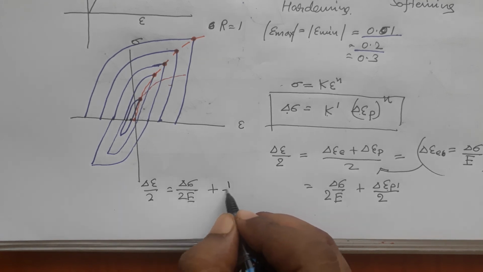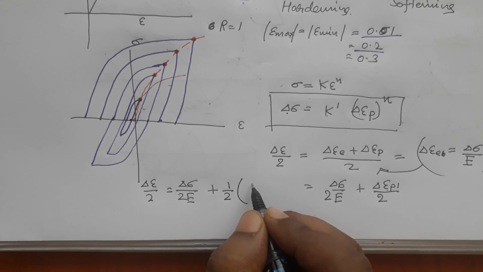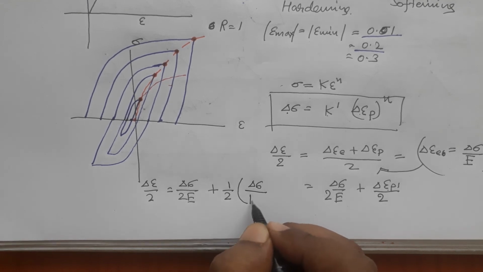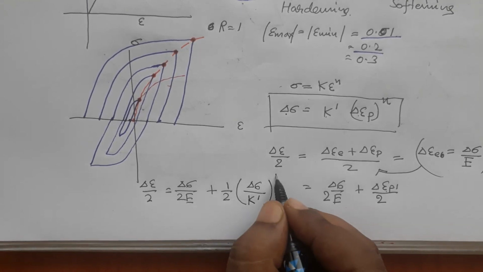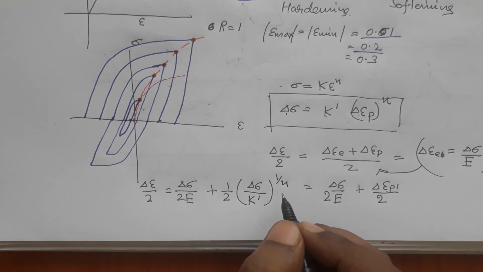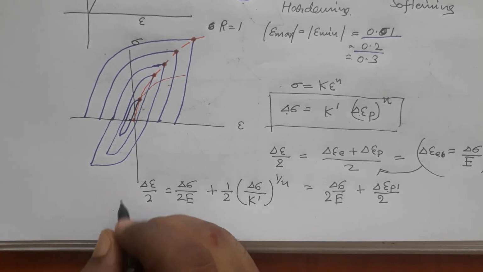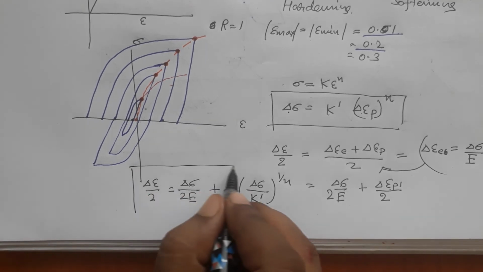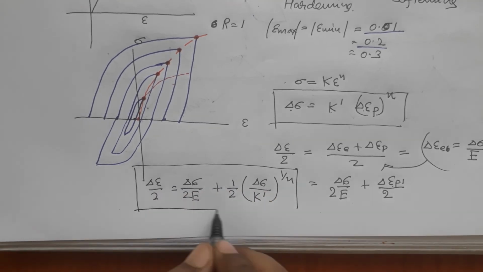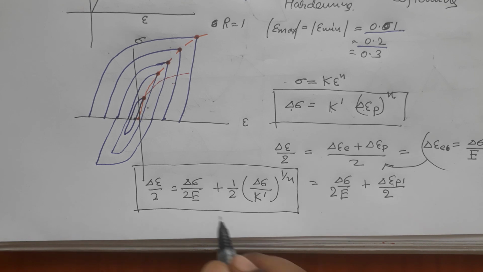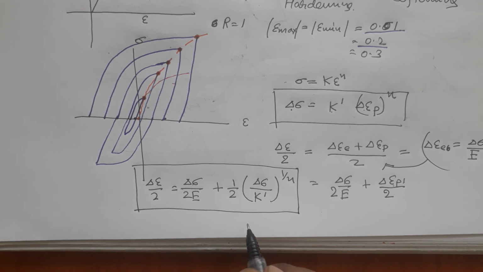So 1 by 2 into delta sigma divided by k dash to the power 1 by n. Okay. So this will be your constitutive equation, your stress strain relationship for cyclic loading.